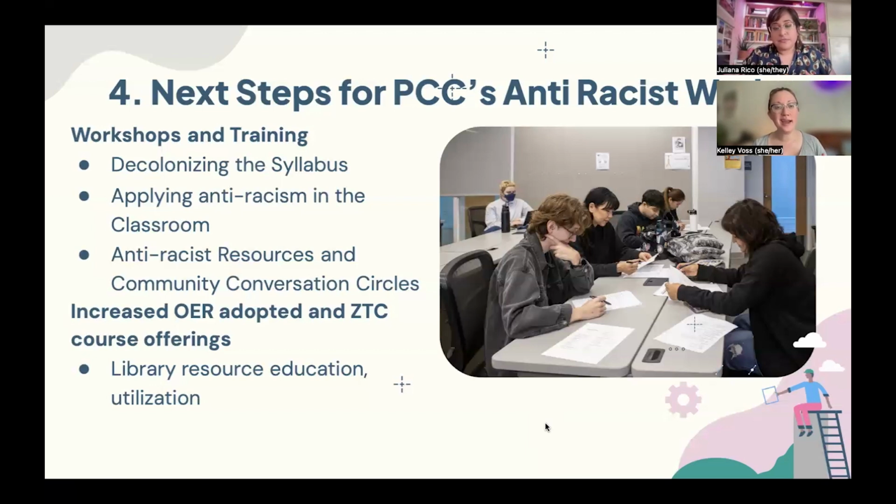And in the spirit of bringing anti-racism into the classroom, some best practices include increasing access to OER and ZTC course offerings. So beyond projects like mine, we hope to build more programming in conjunction with the library to empower students to access and even create their own open educational resources.